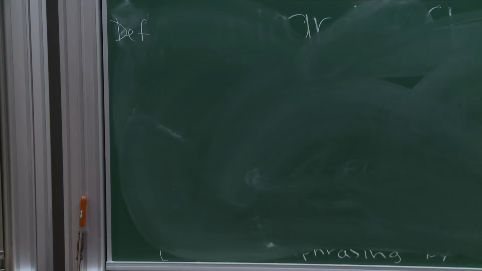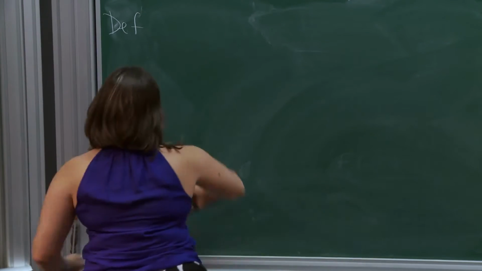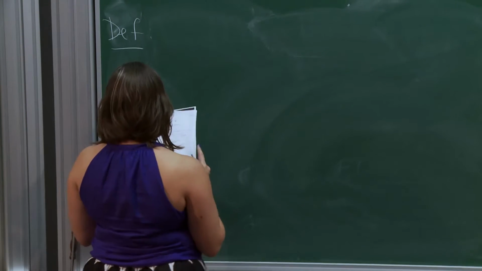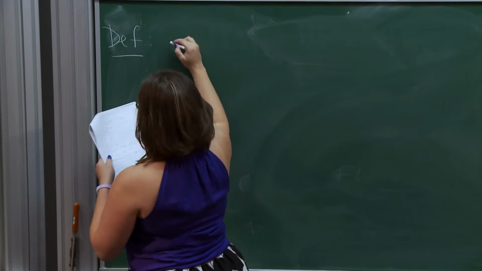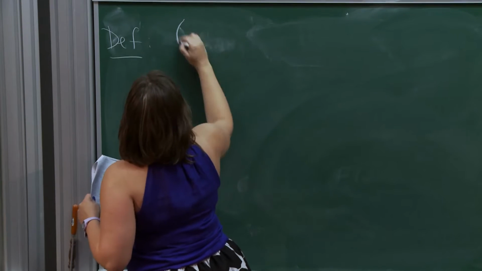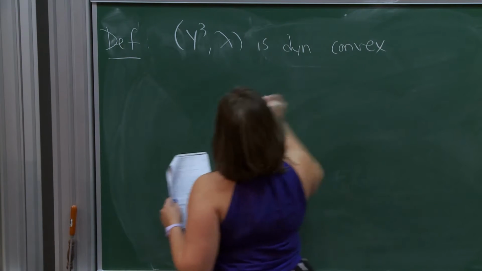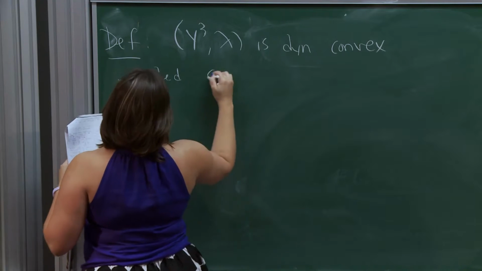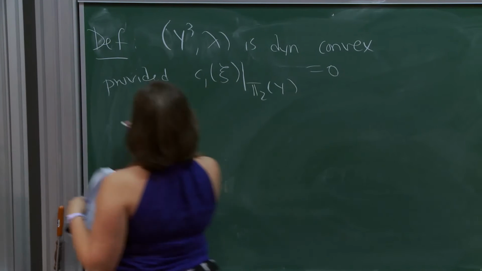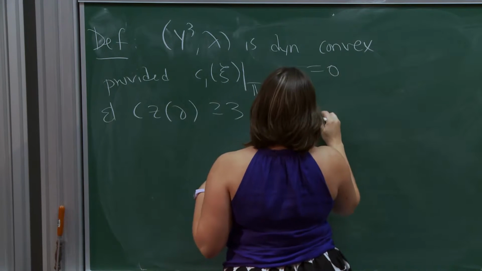a dynamically convex contact manifold is something that Hofer, Wysocki, and Zehnder studied in the 90s. And what Cochrane knew as HWZ papers when she was a graduate student. A dynamically, so Y3 lambda is dynamically convex provided the first Chern class of the contact distribution restricted to pi2 of Y is 0, and the Conley-Zander index of gamma is greater than or equal to 3 for all contractible Reeb orbits.